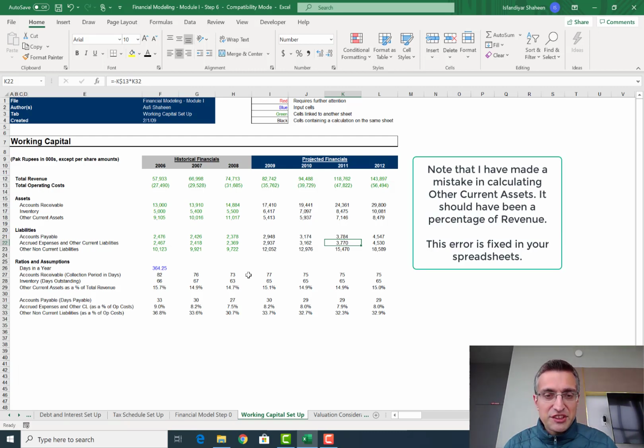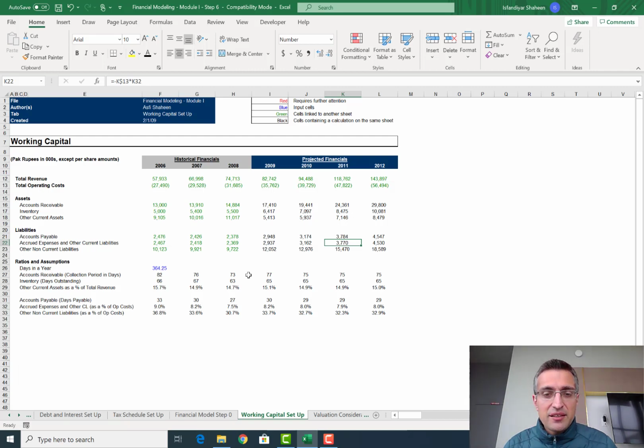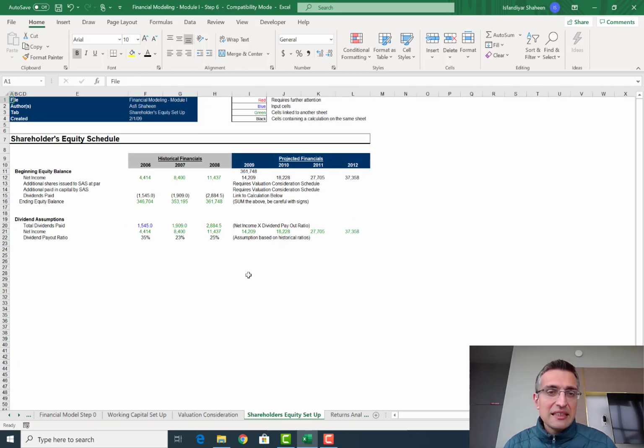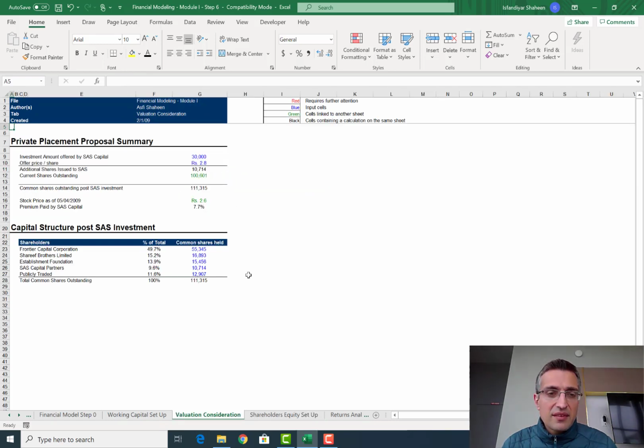we are in a position to move on to our shareholders equity schedule, because this is now coming to the basis of your client SAS Capital putting in the money. Your client hired you to figure out whether this investment makes sense or it doesn't. That's obviously a very vague ask, but you also want to advise them not only on how much money to put in, but also at what price.